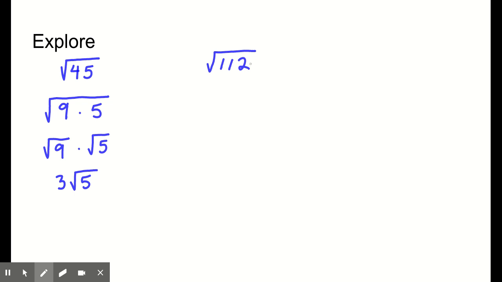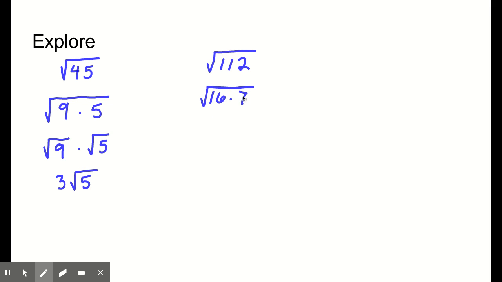Again, sometimes it's going to be really easy to find, and other times it might not be so obvious what we're looking for. Well, 112 is the same thing as 16 times 7. Now we know that 7 is not a perfect square number. 7 is actually a prime number, so there's nothing that we can do to simplify that.